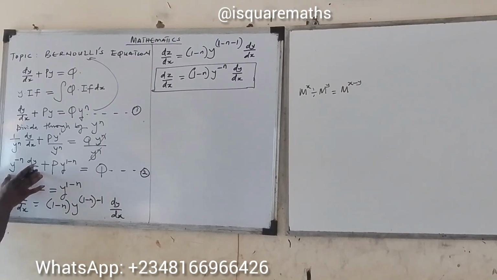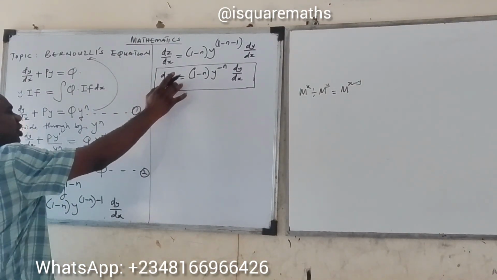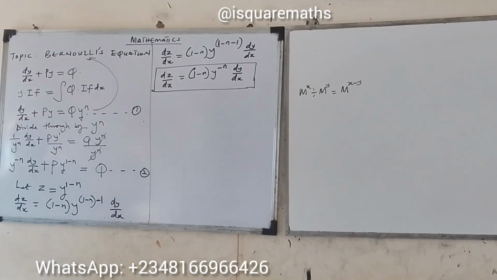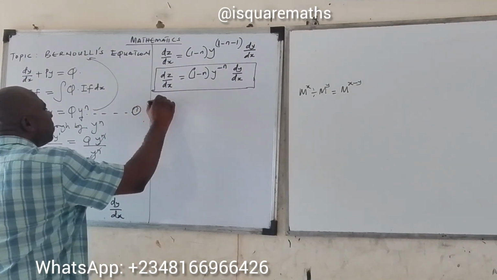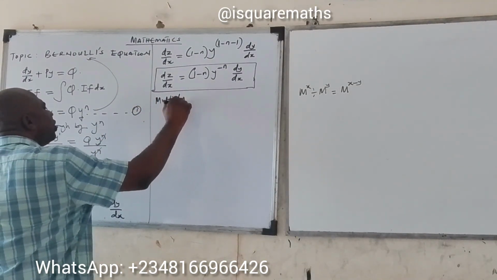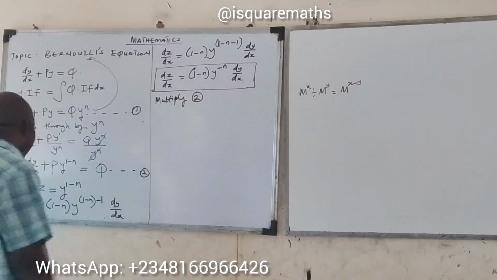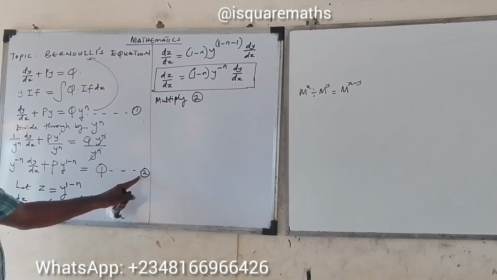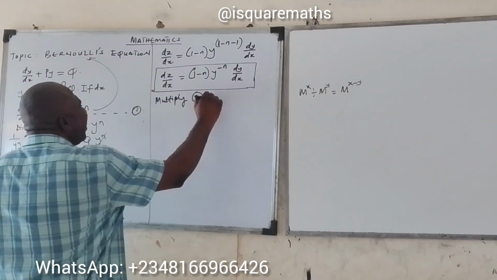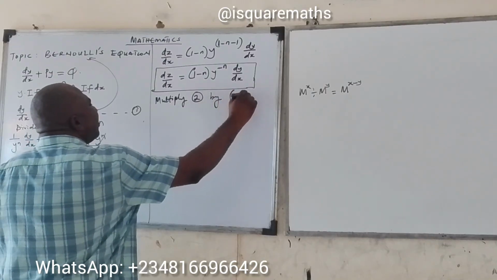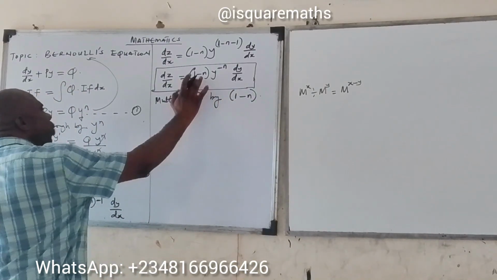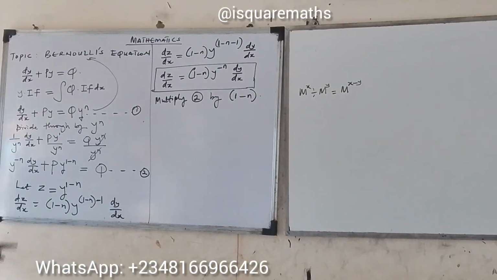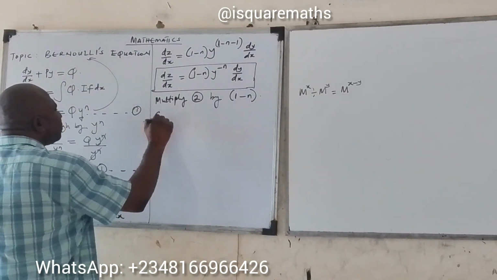Yes, we want to make this y raised to the power of minus n, dy/dx, to be dz/dx. So it means we're going to multiply equation 2 by 1 minus n. Yes, that's 1 minus n.